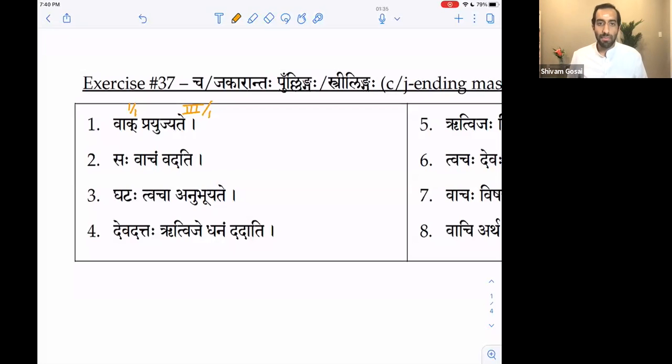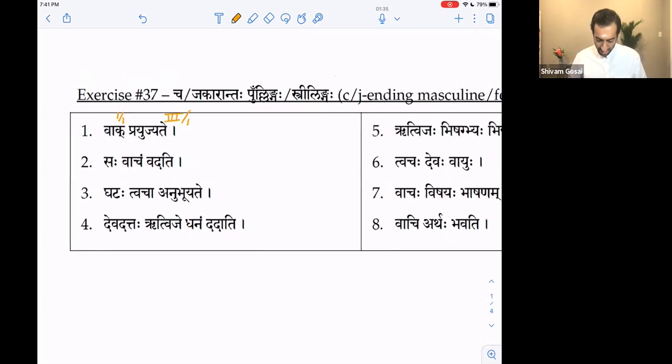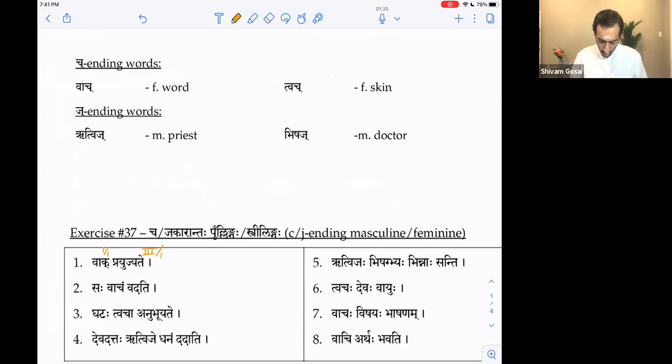So vak prayujyate. So this is prayuj, meaning to use. Now you see the yakara and atmanepada. So this is latlakara, karmani prayoga, third one. So something is used. What is used? Vak. Vak means the speech, right? The word. The word is used. A word is used. Or sometimes vak can also refer to speech. Speech is used.